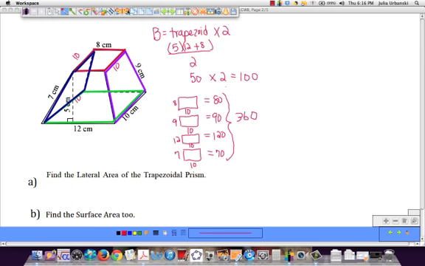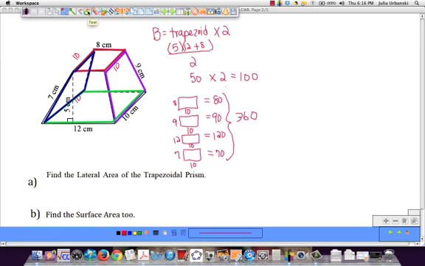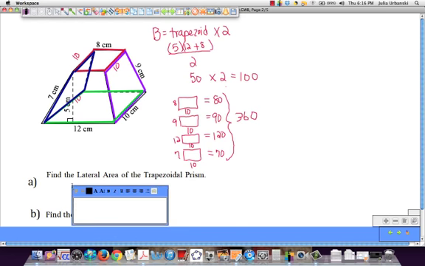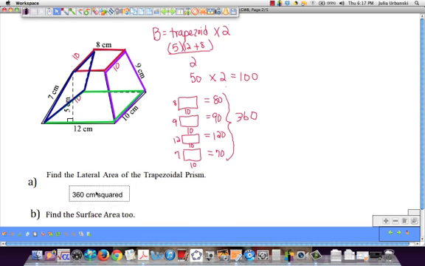My Mobi doesn't work outside of a certain area, so I have to try to do this with the mouse. Let's see if I can do it. You know what? I'm just going to type it in. 360 is the answer, and it's going to be centimeters squared. Okay, that's your answer for lateral area.